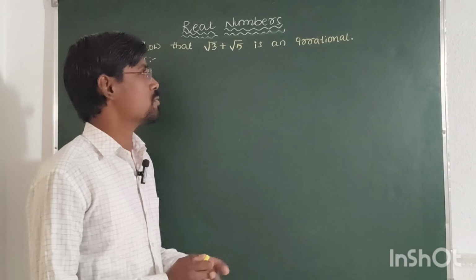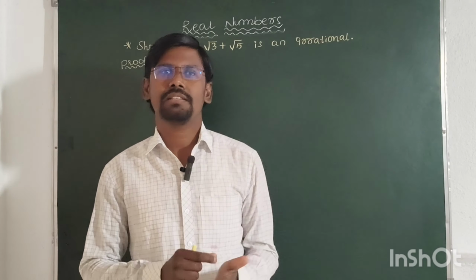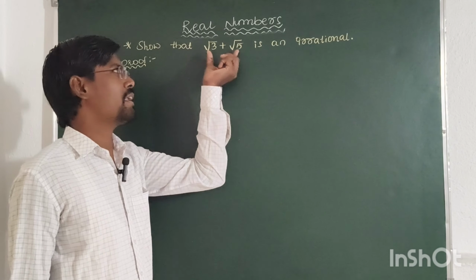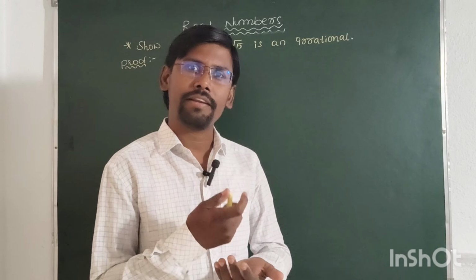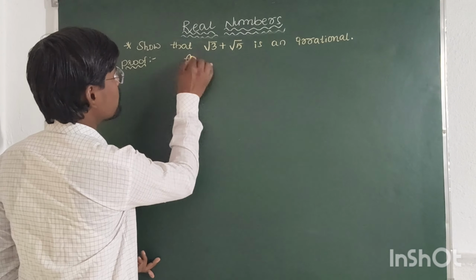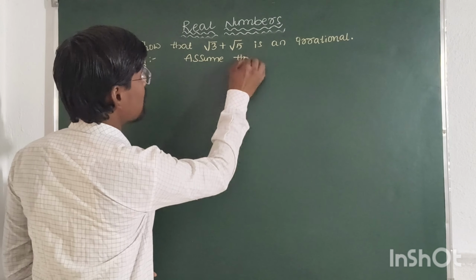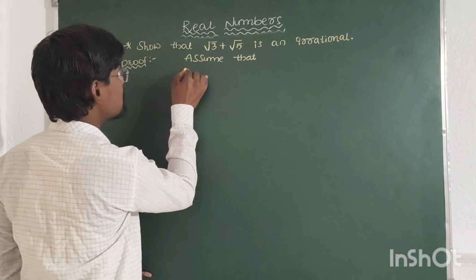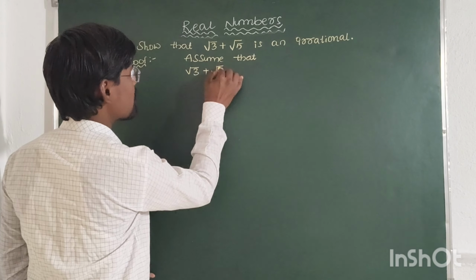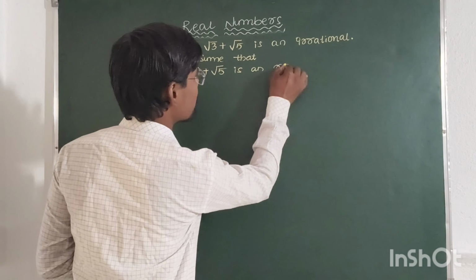Today we are going to discuss one more important problem of real numbers, that is irrationals. How to prove that a number is irrational? We will go by the contradiction method. Let us assume that root 3 plus root 5 is a rational number.